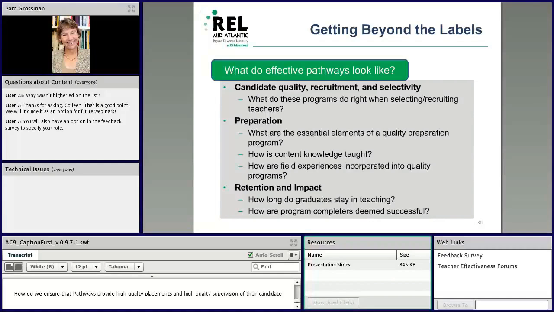And finally, in evaluating the effectiveness of a pathway, you would want to look both at the impact of the graduates, what impact do they have on student achievement, but also on retention, how long they stay. Because again, long-term impact of a pathway is a combination of both of those things.